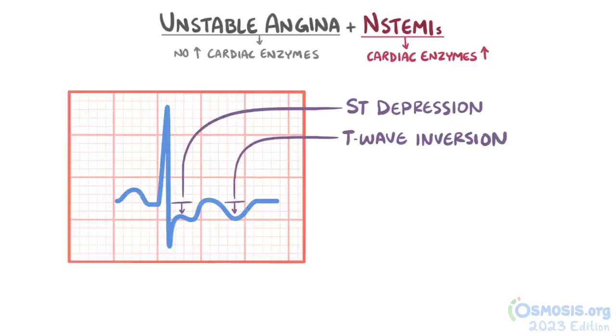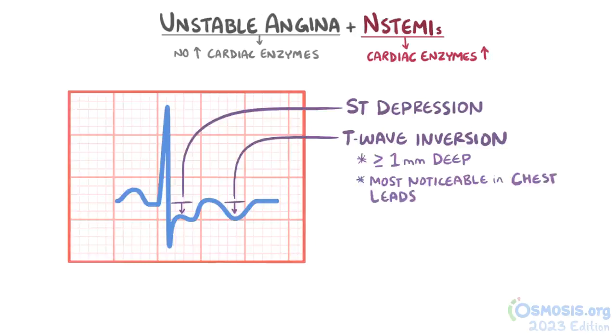With an NSTEMI, the ST depression looks similar to the one in subendocardial ischemia, and the T-wave inversions are usually symmetric and at least 1 millimeter deep, or one little box, and are most noticeable in the chest leads, but can also appear in the limb leads. These also have to happen in at least 2 contiguous leads, meaning adjacent leads. For example, lead V2 and V3 are contiguous, but leads V3 and V5 are not contiguous.